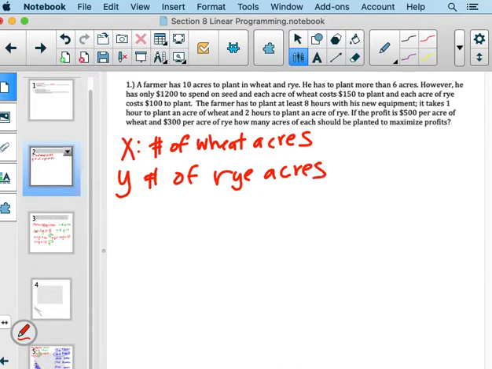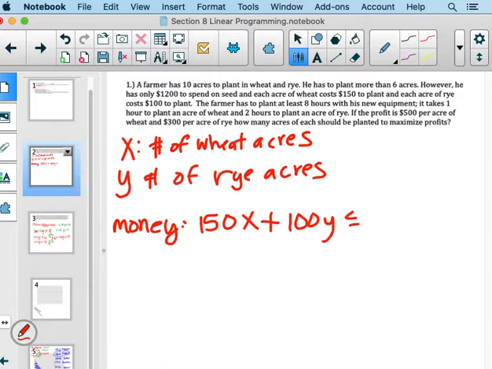And then we have some different inequalities to write here. So we have a money inequality. Okay, how much money I have to spend on seed. $150x plus 100y needs to be less than or equal to $1,200, right?